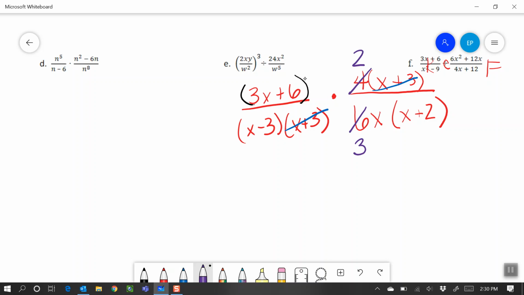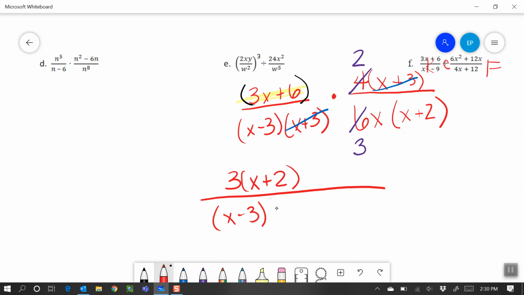So I'm going to rewrite what's on the top, and I'm also going to factor this here while I rewrite it. So that's going to be a 3 times x plus 2. There's nothing left on top. All over x minus 3 times this 3x times x plus 2. So you can see how more things are going to cancel out.